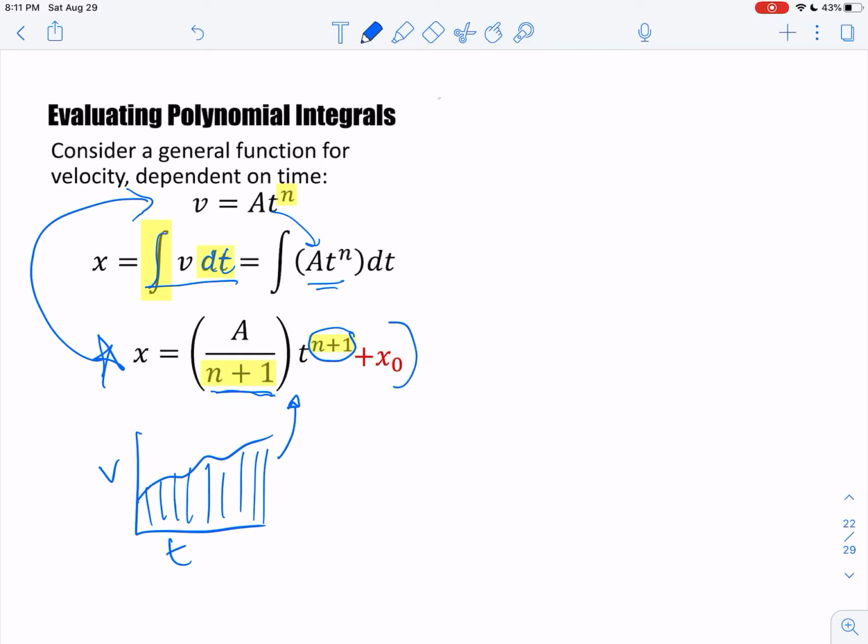Every time you integrate, you also have to add a constant. There's some more mathematical stuff about how to find that constant, but for us, most of the time, this x naught will just be 0, because when you have a velocity function, you don't really know what the initial position was. So we just assume it starts at 0.